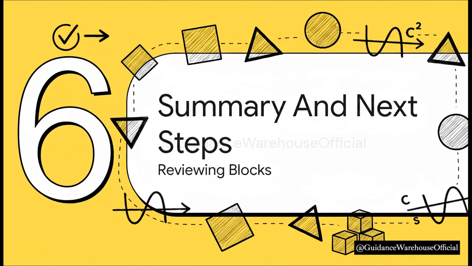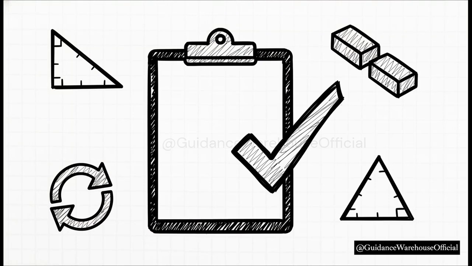That brings us to our final wrap-up. Section 6, Summary and Next Steps, reviewing the building blocks. Let's do a quick recap of the critical concepts you really need to take away from this explainer. First, seemingly impossible angles, you can solve them by building them out of known unit circle angles. Second, remember your specific formula rules. Cosine formulas flip the mathematical sign, while sine formulas mix the functions up but keep the sign exactly the same.